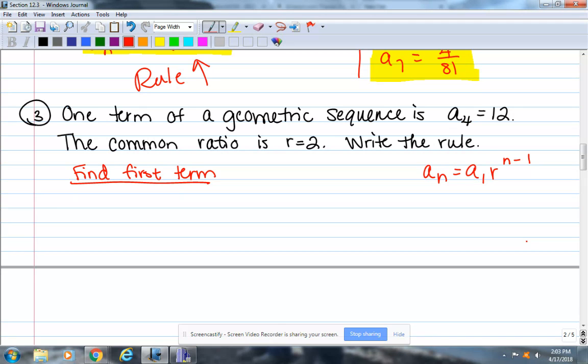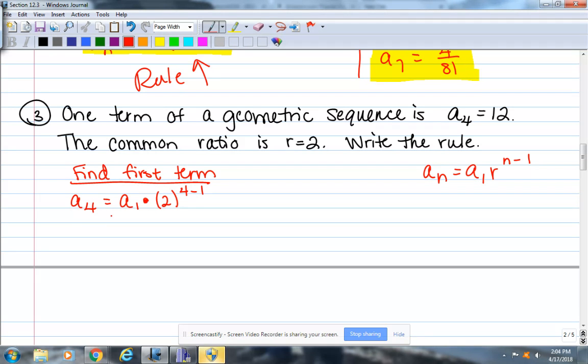So the way we find the first term is we use this same formula right here, except we plug in the one we know. And the one we know is the fourth term. Right? So we're going to solve to get the first term by using the fourth term. So a sub 4 equals a sub 1. We don't know a sub 1. Times r. Did they tell me what r is? Yes. r is what? 2. Okay, so I'm going to use 2 there for r. To the n minus 1, but our n that they gave us is what? So that's going to be 4 minus 1.